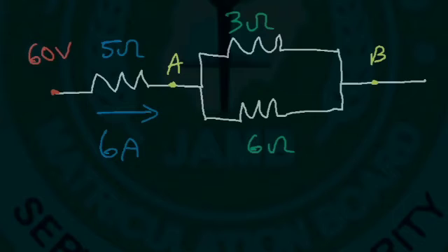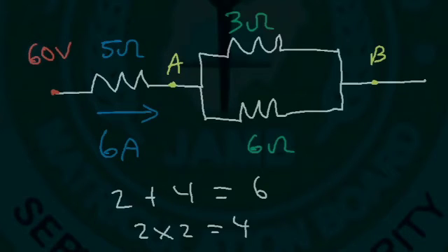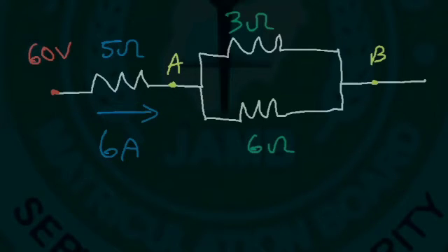So here's a question for you. What two numbers add up to 6 where one number is twice the value of the other number? We know that 2 plus 4 is equal to 6, and 2 times 2 is 4. So the currents that flow through the two resistors are 2 and 4. So we have 2 amps flowing through the 6 ohm resistor and 4 amps flowing through the 3 ohm resistor.